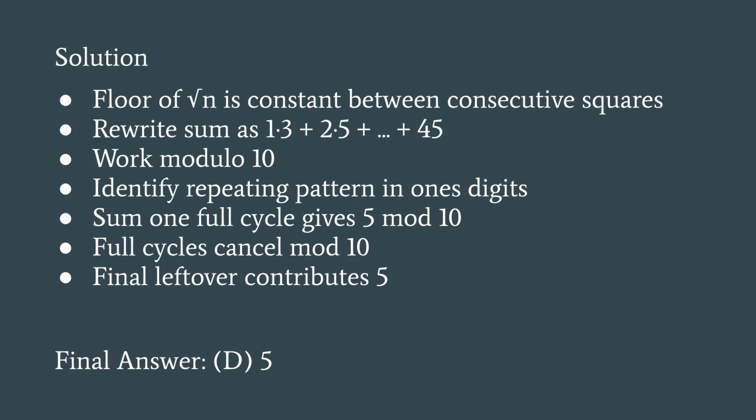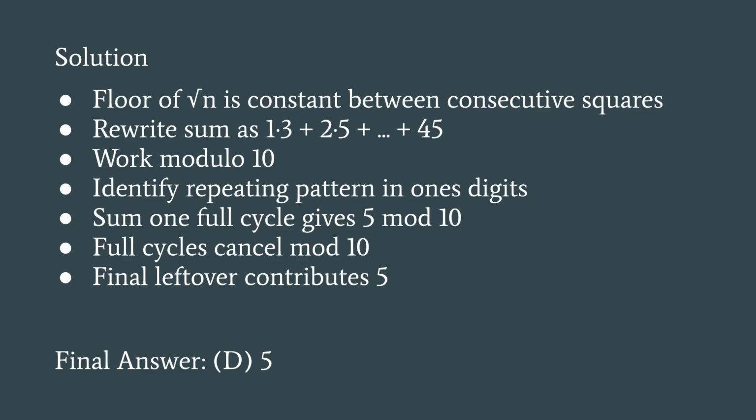Now we only care about the ones digit, so we track everything modulo 10. Looking at the product, the ones digits repeat in a pattern. 1 times 3 gives 3, 2 times 5 gives 0, 3 times 7 gives 1, 4 times 9 gives 6, 5 times 11 gives 5, 6 times 13 gives 8, 7 times 15 gives 5, 8 times 17 gives 6, 9 times 19 gives 1, and 10 times 21 gives 0.